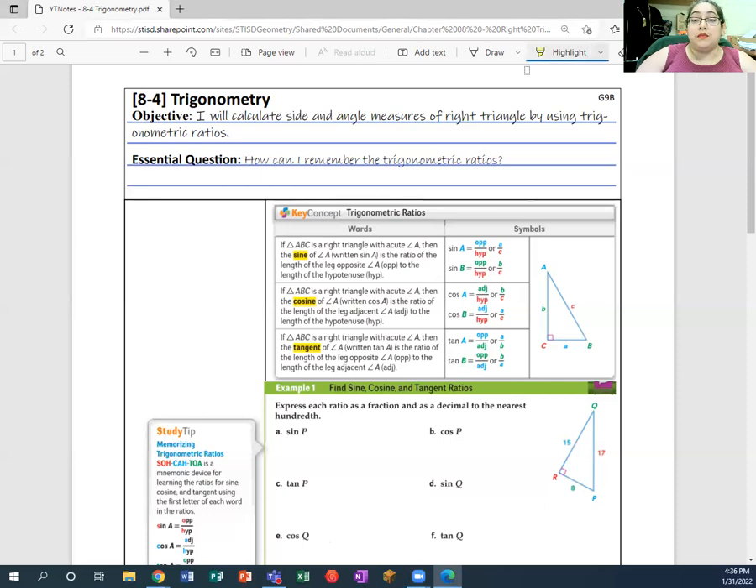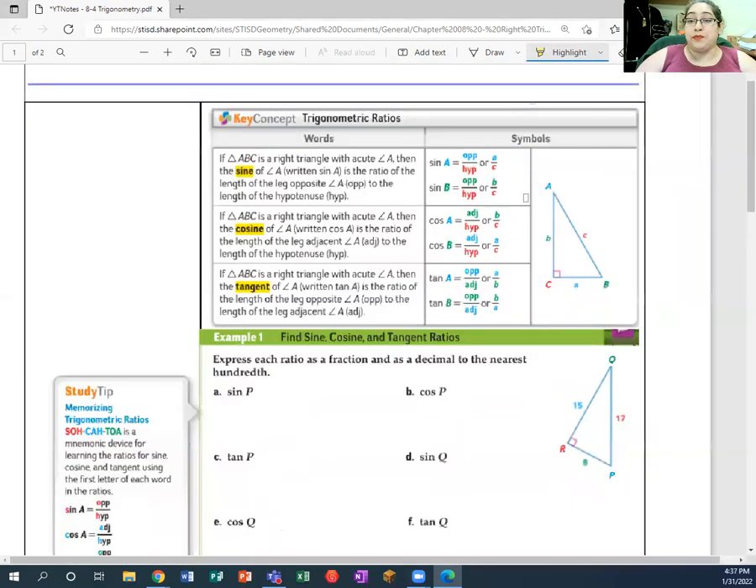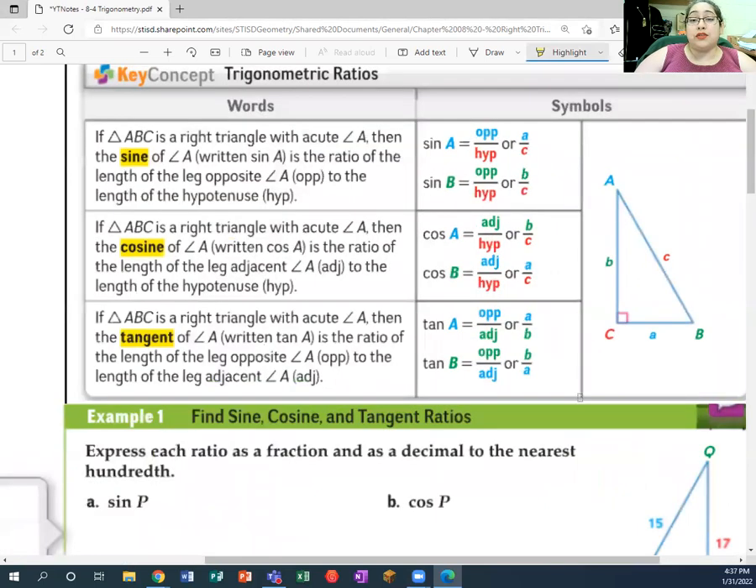And as you can see by our objective, we will be calculating side and angle measures of right triangles using trigonometric ratios. Keep an eye on that essential question, how can I remember them, because we've got a lot to get through. Let's start off with our trigonometric ratios. We have sine, cosine, and tangent. They are abbreviated as three letters. SIN is not sin in this class. It is sine. Sine, cosine, tangent.